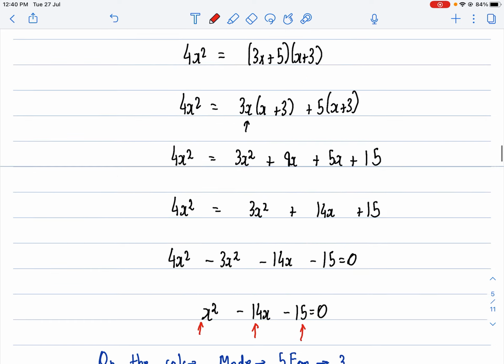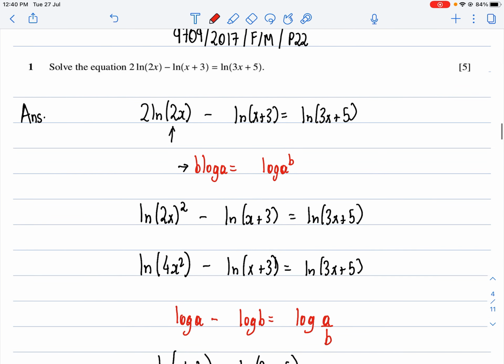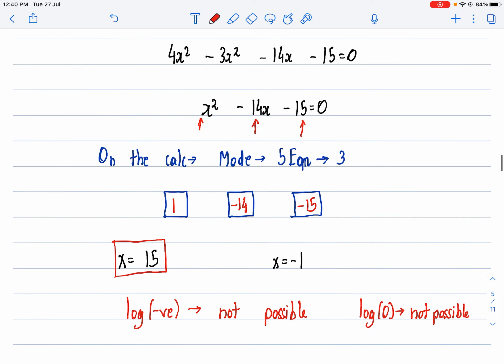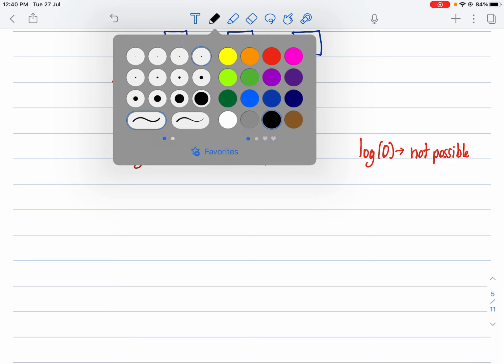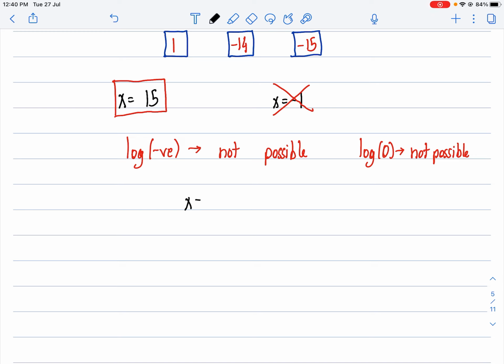Now, when I take minus 1 and put it here, I'll basically get 2 ln of 2 into minus 1, which is negative 2. And ln or log of a negative number is not possible. This is basically not possible. That means this value of x being equal to negative 1 is eliminated. So the only value which you have is basically x equals 15.